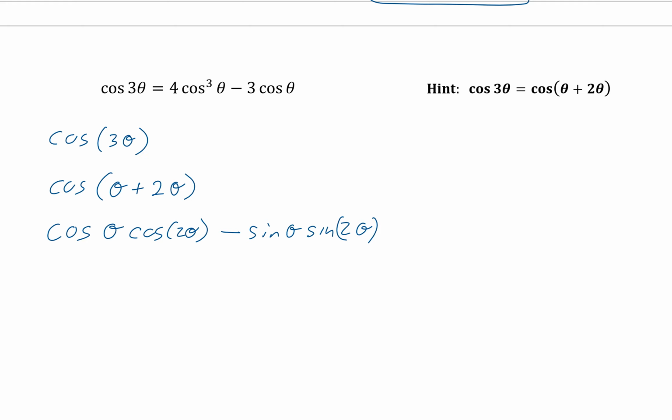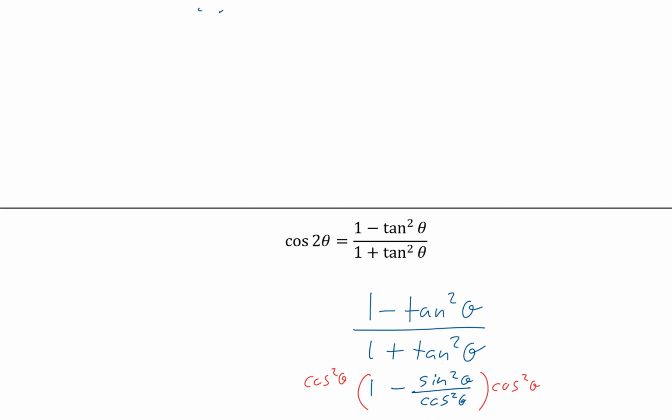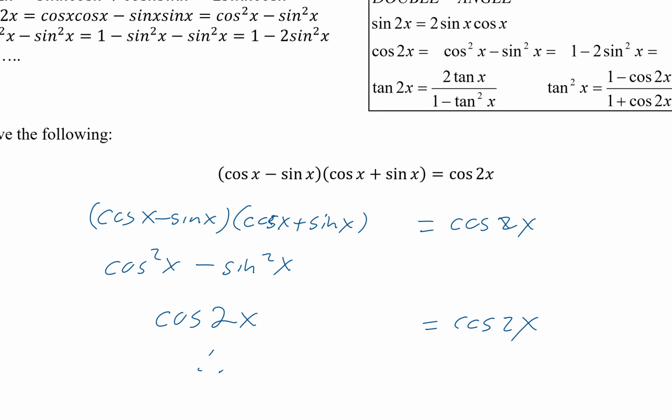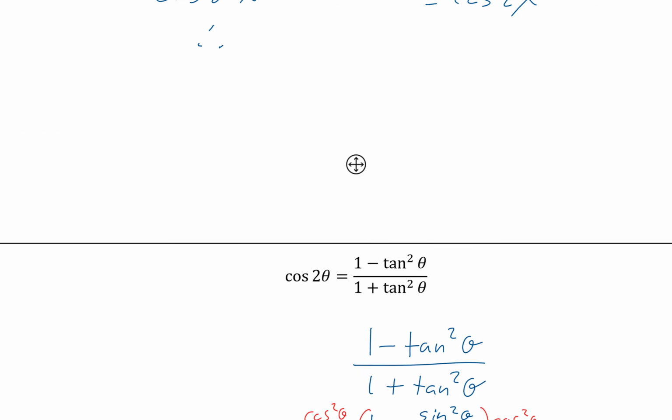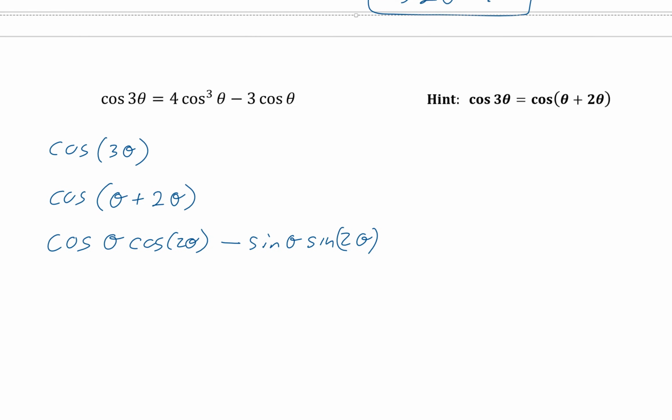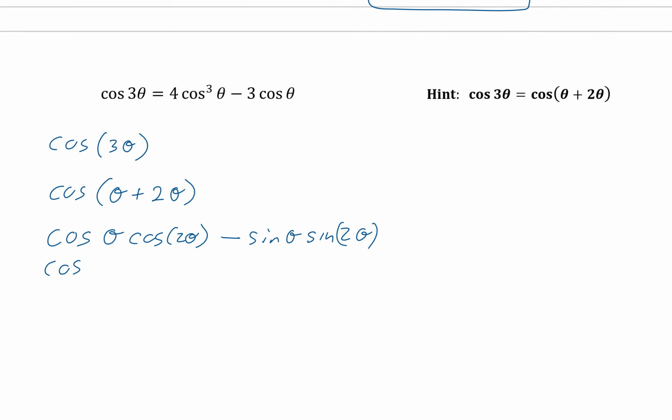And then now we can apply our double angle. So if we go back up, we can see that sine of 2 theta will be 2 sine theta cosine theta. And cosine of 2 theta will be one of these three. Now I want to avoid the 1, so we're going to stick with this one. Cosine squared theta minus sine squared theta. So cosine theta times cosine squared theta minus sine squared theta. And this is 2 sine theta cosine theta.